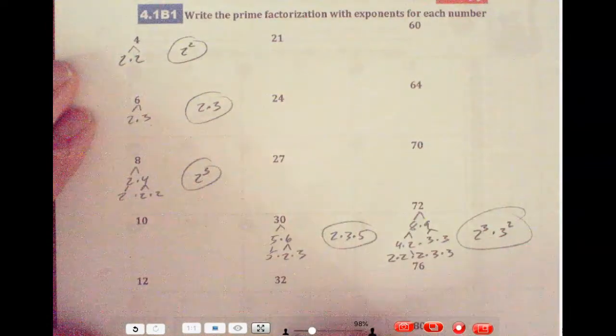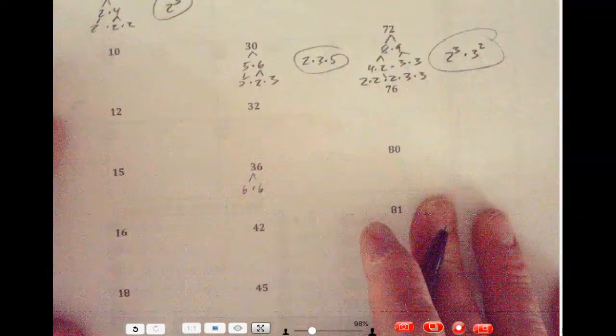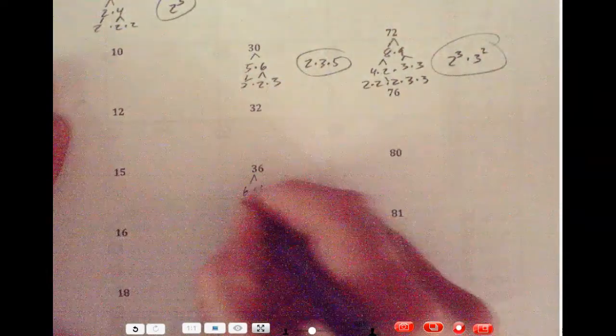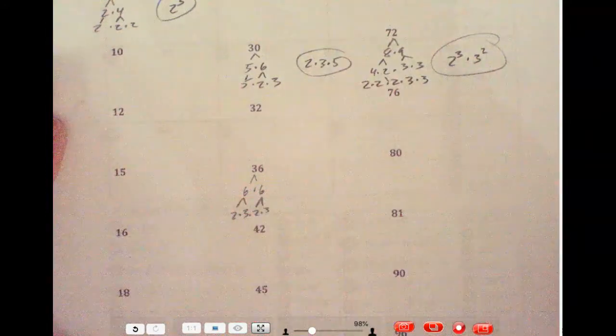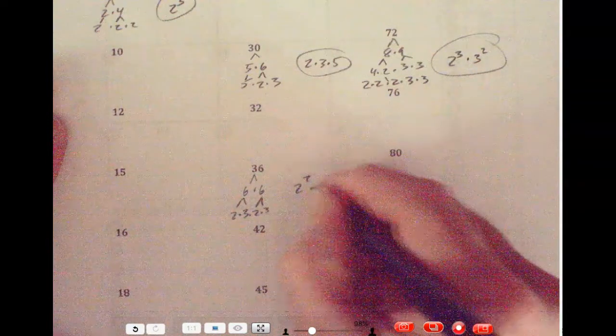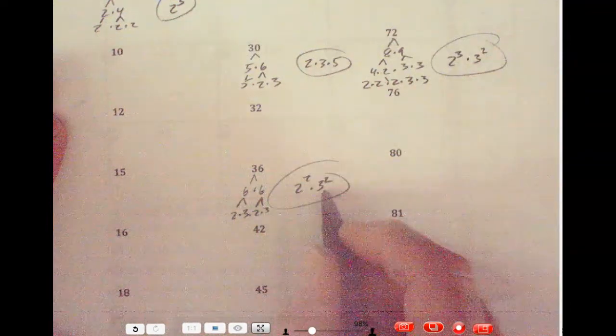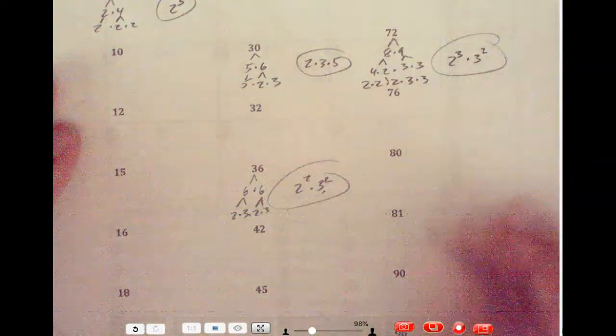36 is 6 times 6. Okay. I can break that down into 2 times 3. Break that down into 2 times 3. And you can see that when I'm down to all primes, I can gather them up. I have 2 squared times 3 squared. If you think about it, that's 4 times 9. That equals 36. Bravo.